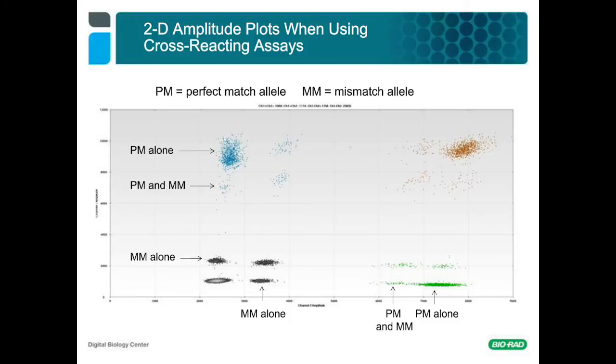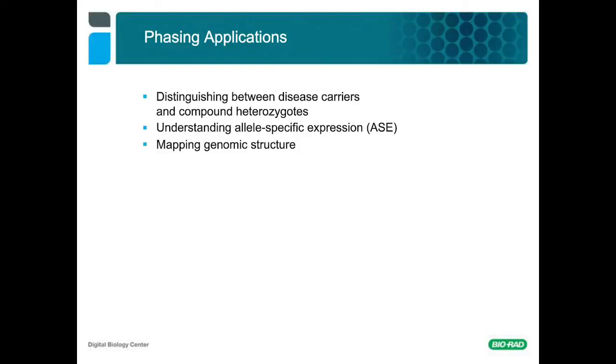Now let's review the three main applications for phasing variants. First, this methodology can be used to identify disease carriers versus those individuals who may be compound heterozygotes. As previously stated, this information is very important for genetic counseling and helping predict clinical outcome. Other applications include understanding allele-specific expression and mapping genomic structure.